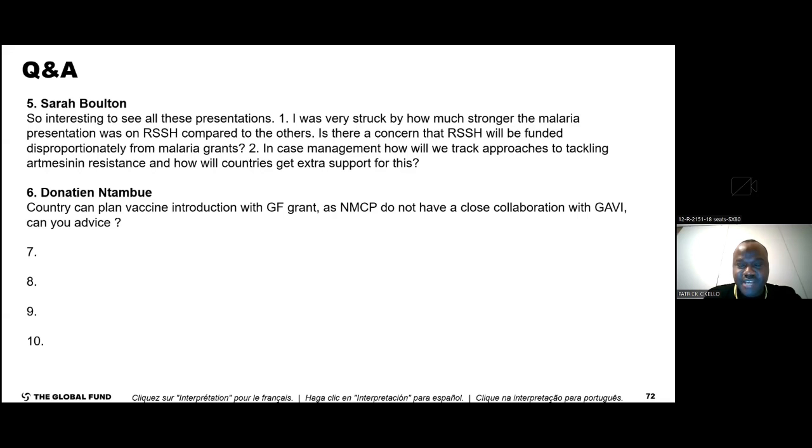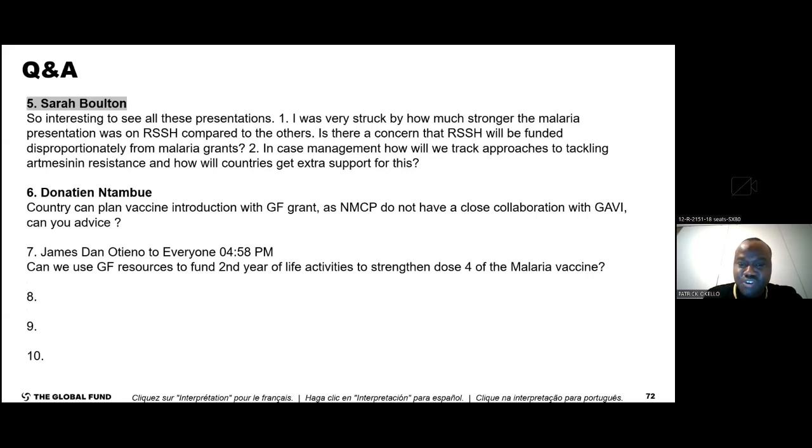All I was trying to emphasize was that we do strongly believe in the malaria space that to be able to have good case management, you need a good, strong PHC program and all the other elements of RSSH. But I do hope that within the country dialogue, all the three diseases will strongly support RSSH.